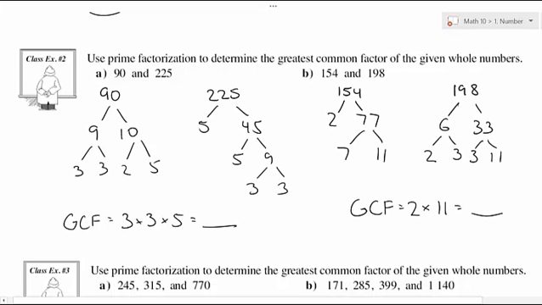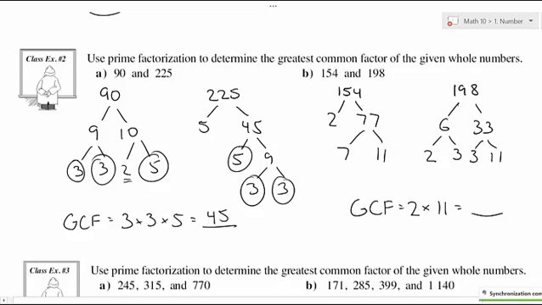Now I've got the prime factorization for each of these numbers, and I see that they do have some numbers in common. I see a 3 over here for 90. I've got a 3 over here for 225. I also see another 3, okay? But I don't see a friend for this 2 here. I'm not going to touch that. I do see as well a 5 over here and a 5 over here. So the greatest common factor is going to be 3 times 3 times 5. And so that is 45.